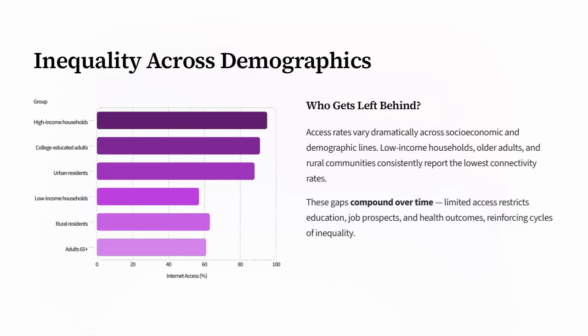This slide focuses on a central question: who gets left behind when access to connectivity is uneven? The pattern is clear across several groups. Low-income households, older adults, and rural communities consistently experience the lowest access rates, often because of financial, geographic, or practical barriers. The consequences extend well beyond being offline. Limited connectivity can reduce access to education, employment opportunities, and health services. Over time, these disadvantages reinforce one another, creating cycles of inequality that are increasingly difficult to break. Access is not just a technology issue, it is an opportunity issue.